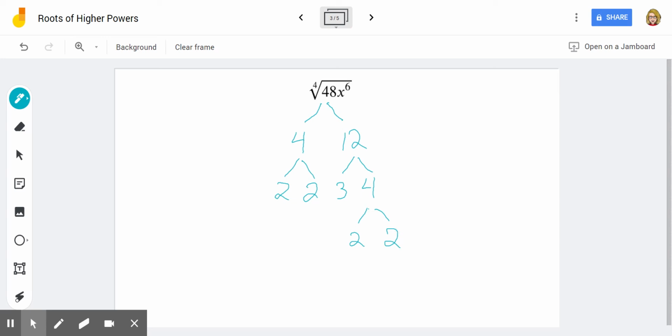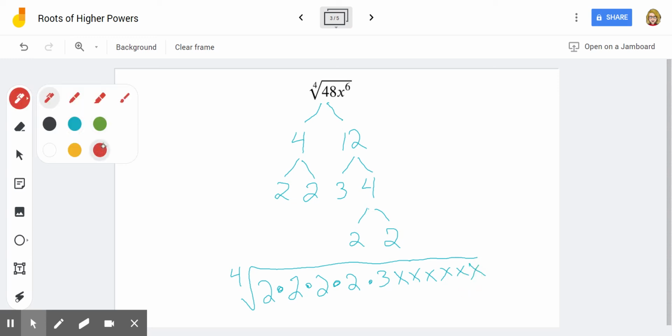So I'm going to rewrite all my prime numbers again. So this is the fourth root. So I'm going to have 2 times 2 times 2 times 2 times 3. And let's remember to expand our x's. We have 6 x's, so I'm going to write those as well. 1, 2, 3, 4, 5, 6.